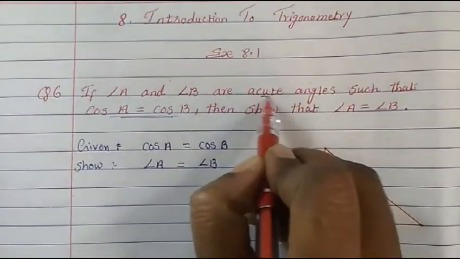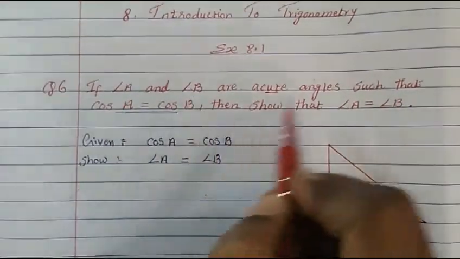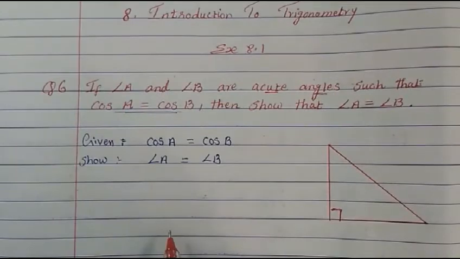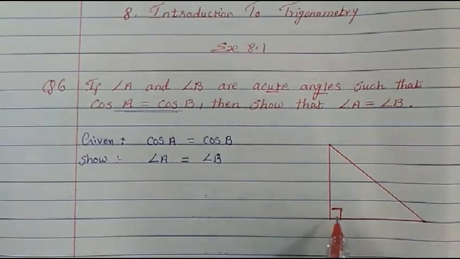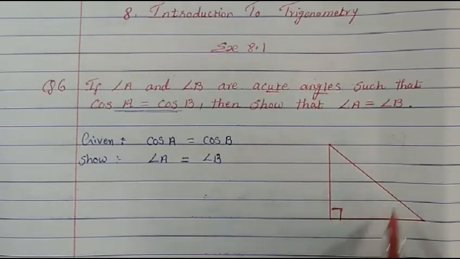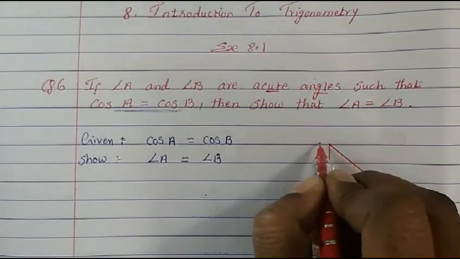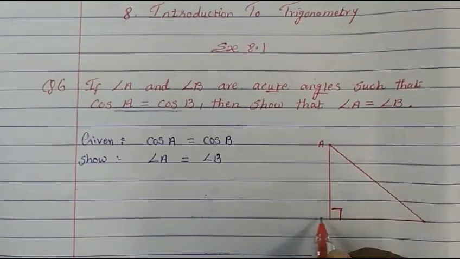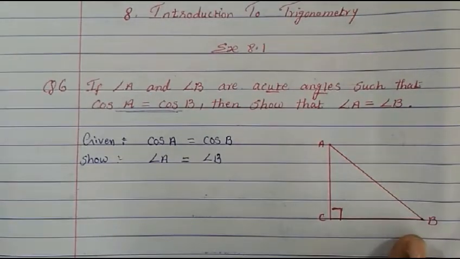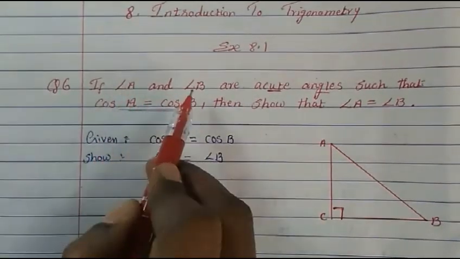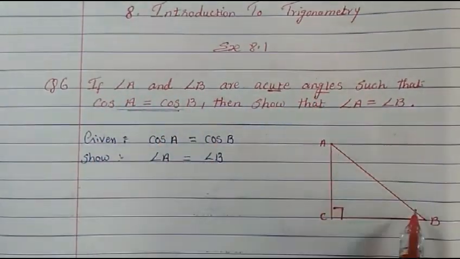So then what are acute angles? It is said that angle A and B are acute angles. You have studied in your earlier classes, acute angles mean less than 90 degrees. So if this is 90 degrees, then the remaining angles will be less than 90 degrees because the sum of the angles of the triangle is 180. So we will name this angle A, this C, and this B. I named it this way because it is said that angle A and B are acute angles. That means these two will be acute angles because these two will be less than 90 degrees.